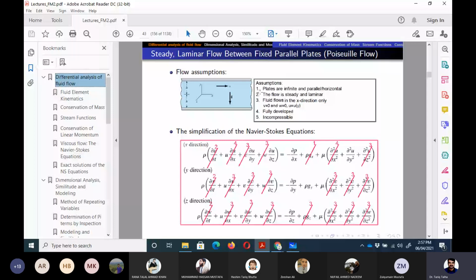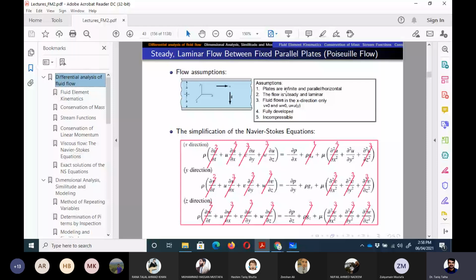Partial u by partial t is equal to 0, because if we look at assumption number 2, the flow is steady, so there is no time dependence. Then partial u by partial x is equal to 0, because the flow is fully developed. The third term on the left hand side, v velocity, is 0, using the third assumption, and then w velocity again. On the right hand side, because it is infinite parallel plates, the gravitational component in x is also equal to 0.